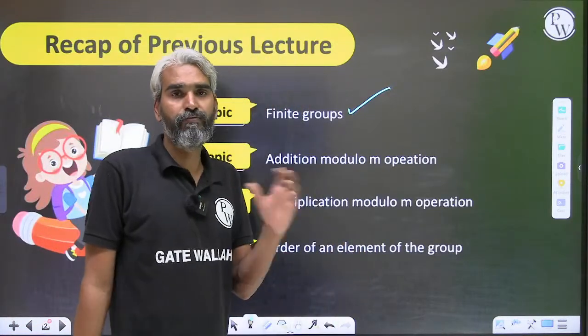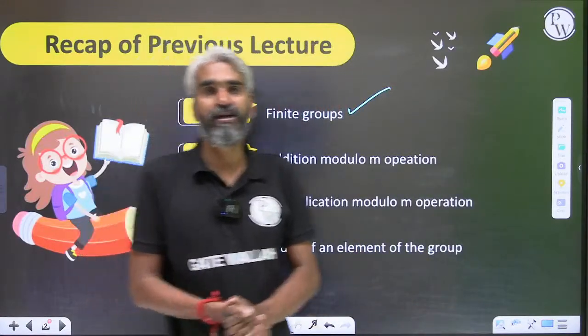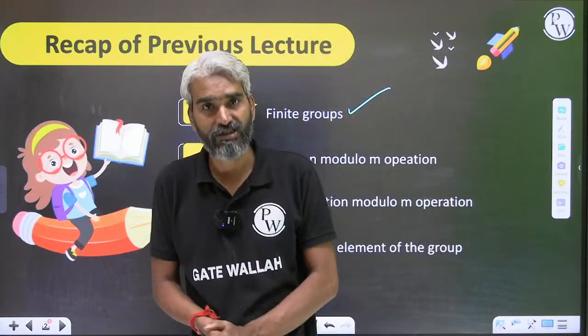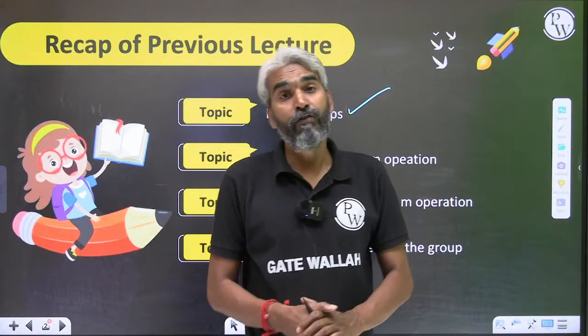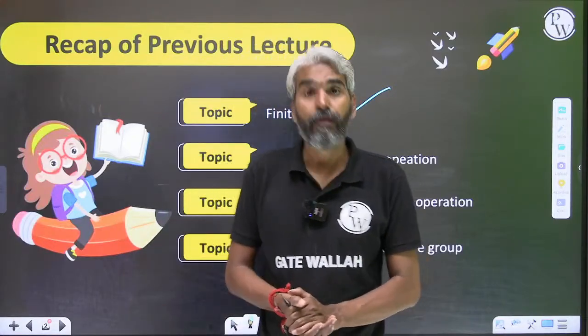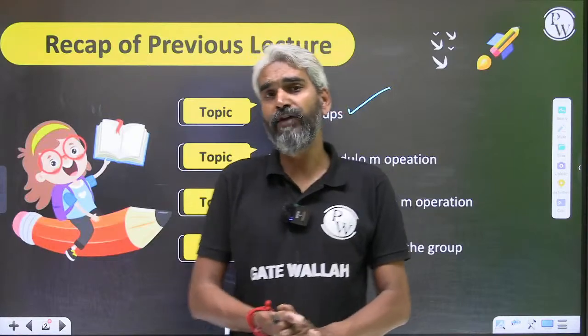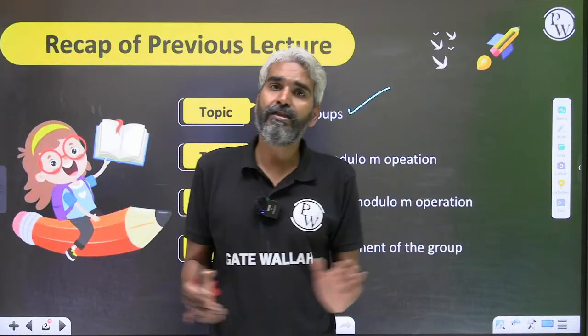So we went further and said that we can create some more finite groups of imaginary numbers with respect to multiplication. The cube roots of unity will form a finite group of order 3 with respect to multiplication. The fourth roots of unity, that is 1, minus 1, iota and minus iota, will form a finite group of order 4 with respect to multiplication, and so on. So any set of n roots of unity will form a finite group of order n with respect to multiplication.